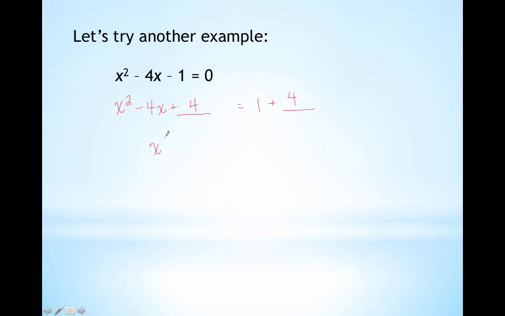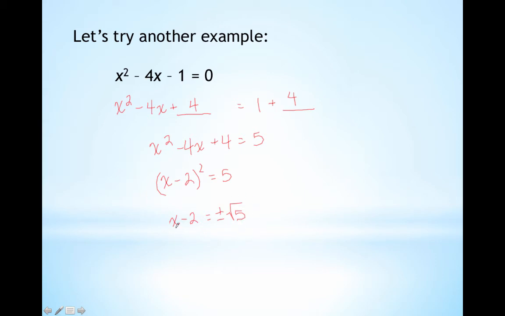So I've got x squared minus 4x plus 4 equals 5. I'm going to factor this. X minus 2 squared equals 5. Take the square root of both sides. I get x minus 2 equals the positive or negative value of the square root of 5. I'm going to leave this as a radical, and we're going to be talking more about radicals later in the week, but I'm just going to leave this as a radical.